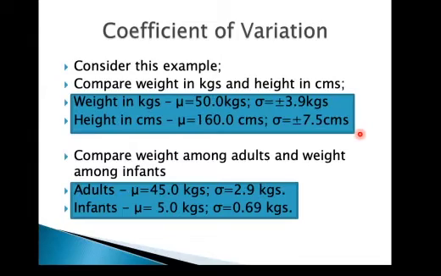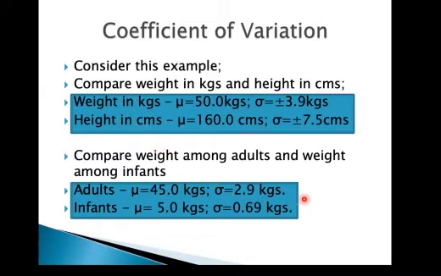We told you that to look into which has more variability, we look at the standard deviation. And if the standard deviation is high, there is more variability in that set of values. So in this particular example, it seems that height in centimeters is more variable than weight in kilograms, because it has a higher standard deviation. But of course, we cannot tell because we have different units, one in kilograms and one in centimeters.